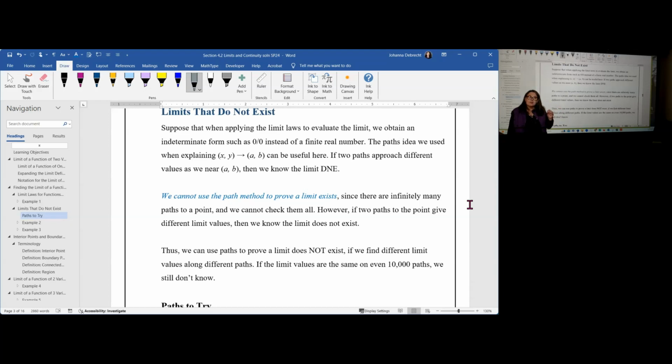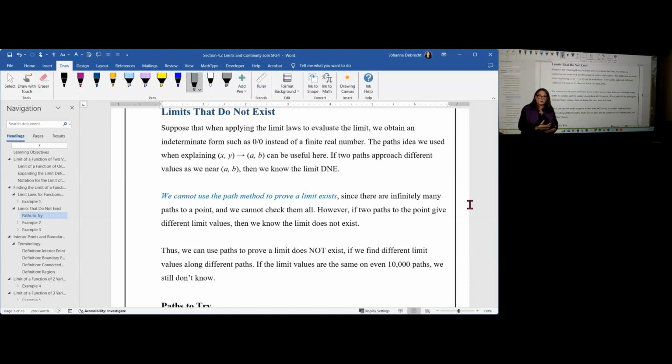It cannot be proven what the limit is using the paths approach, because there are infinitely many paths. Even if I checked 10 billion paths and all 10 billion paths gave me the value that the limit was 5, that proves nothing. Infinitely many means infinitely many. I would have to check all paths to prove the limit was 5, and that's impossible.